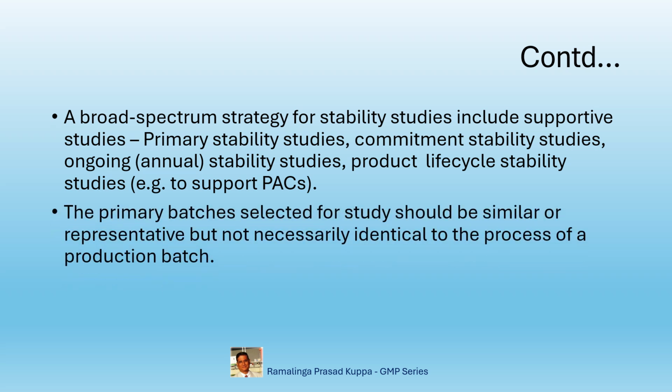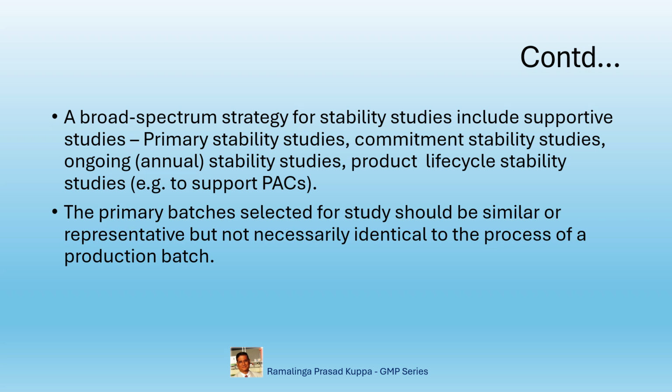The primary batches selected for study should be similar or representative but not necessarily identical to the process of a production batch. The manufacturing process for the primary batches of drug substances may be similar to the commercial route of synthesis. That means the chemistry should be same, but scientifically justified changes in extraction solvents, additional physical steps, etc. are acceptable.